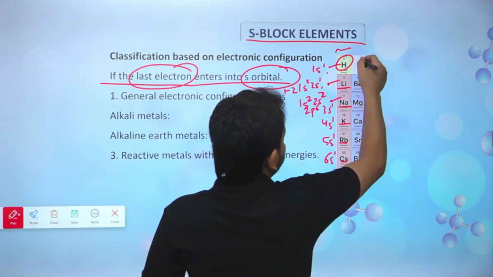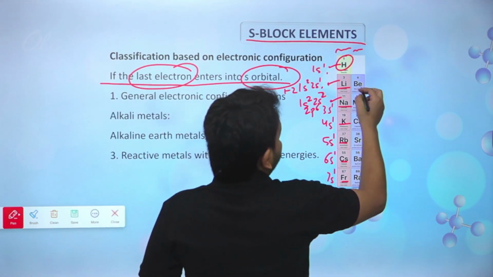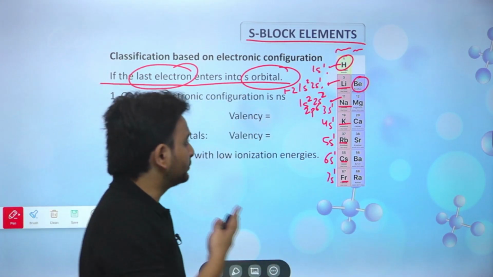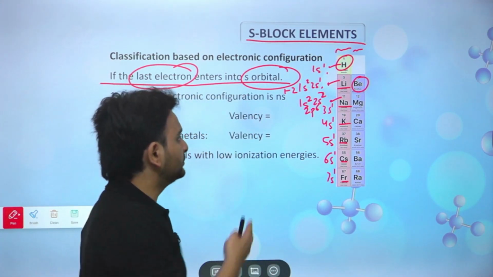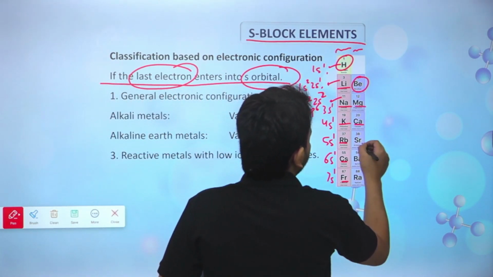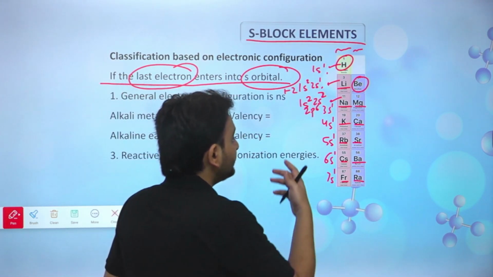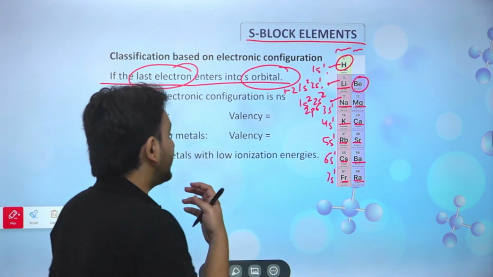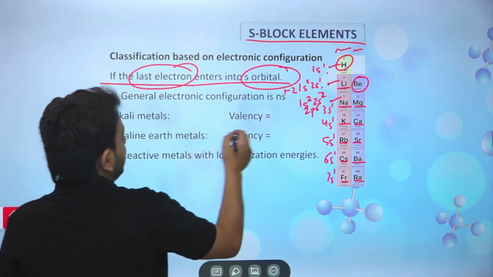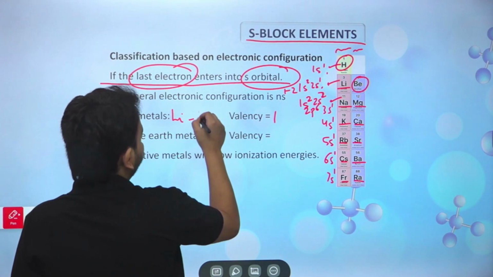And the second group is called the alkaline earth metal group. We have beryllium, but beryllium is not called an alkaline earth metal. It shows properties which are not very similar to the remaining elements of this second group. But magnesium, calcium, strontium, barium and radium are the alkaline earth metals. Alkali metals have valency 1, from lithium to francium.